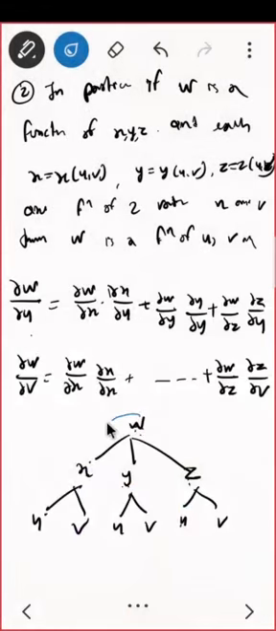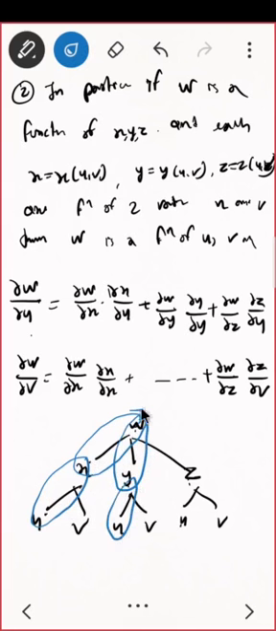∂W/∂X by ∂U. Again, ∂W/∂Y by ∂U. I am taking all U together since I want to find this guy. So ∂W/∂Z into ∂Z/∂U. Done. So simply if you want to calculate ∂W/∂V, what will remain?